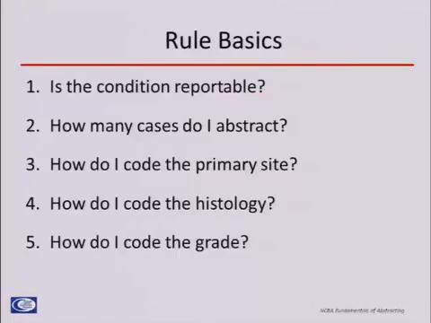Navigating the rules. The rule basics are you have to answer 5 questions. Is the condition reportable? That's a big question, right? How many cases do I abstract? For most of these, it's going to be 1. 95% of these, it's going to be 1. How do I code the primary site? And you're going to use the manual and the database both together, right?